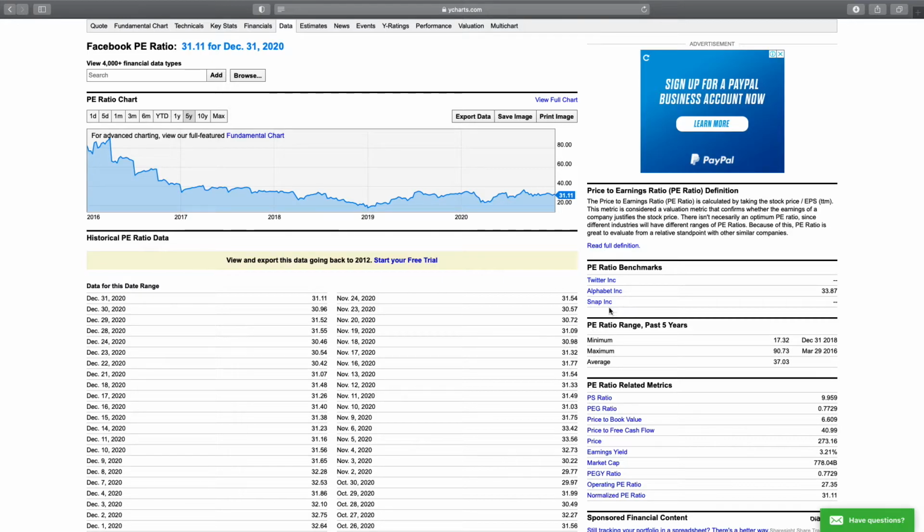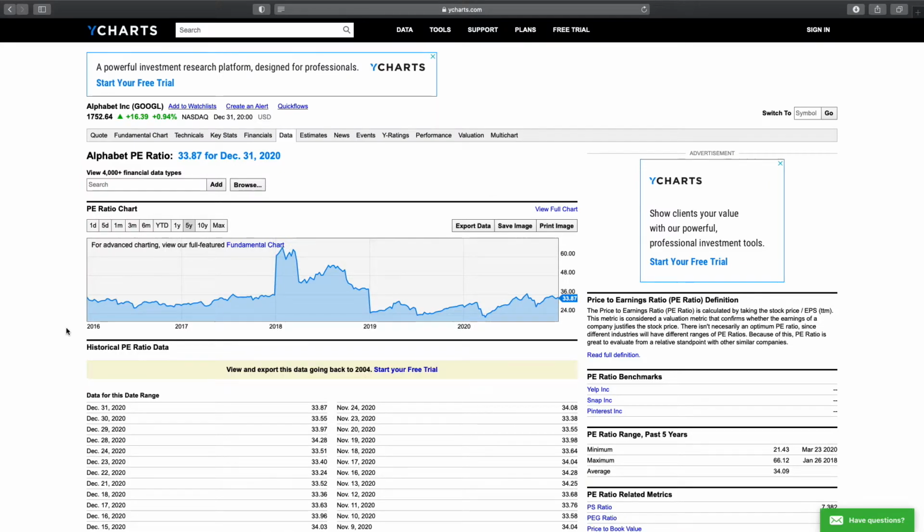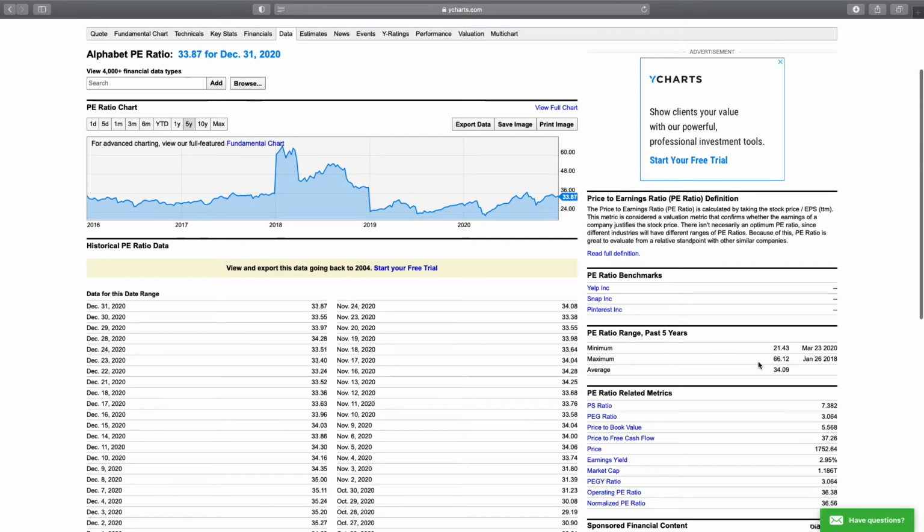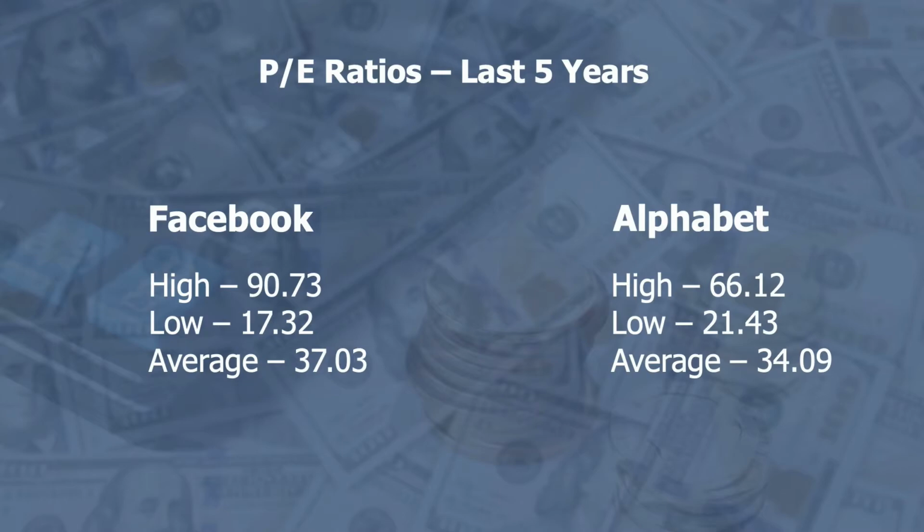We'll also jump into Alphabet as well. We can see that over the previous 5 years, the least they've been is 21.43 and the most 66.12. We can see that this fits quite closely with Facebook, so we can assume that these two companies work within the same range.